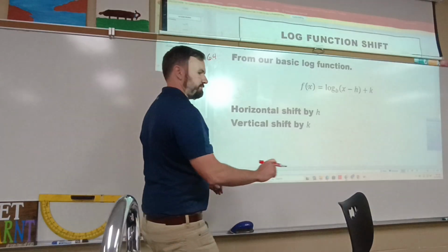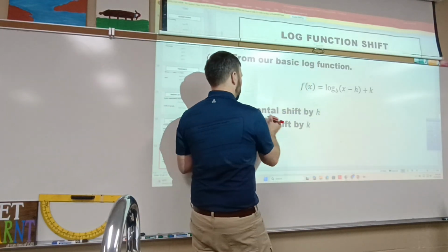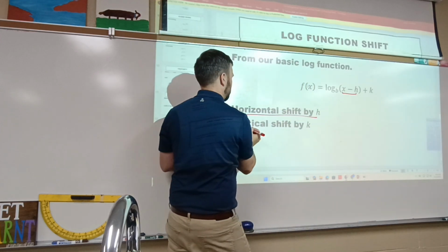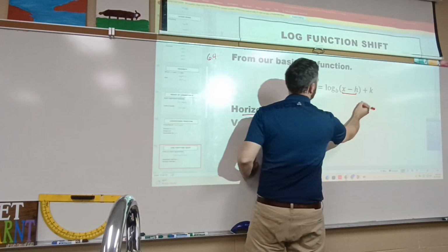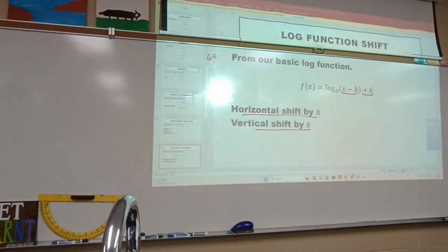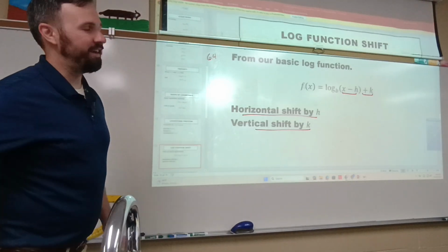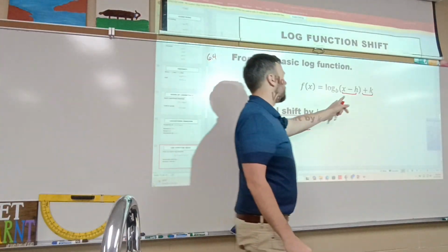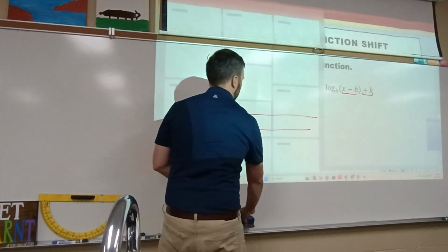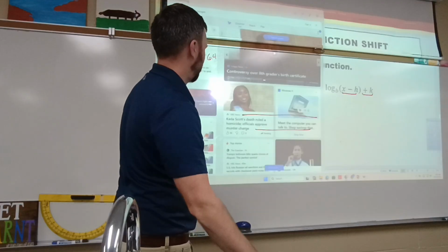Shifts. Horizontal shifts are by h. Vertical shifts are your k. Have we ever seen that before? I think this is number 4 or 5. Just remember, the horizontal one is always opposite. If it's in parentheses, it's the opposite of what you think.